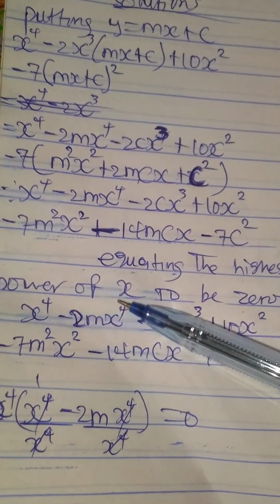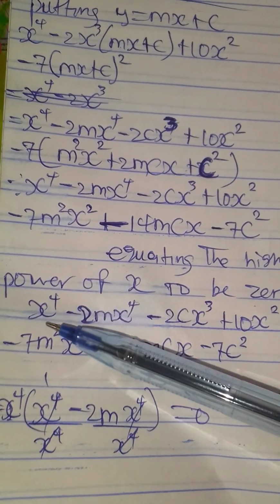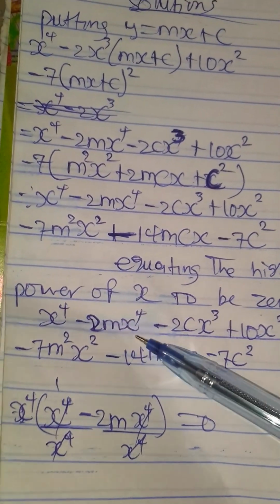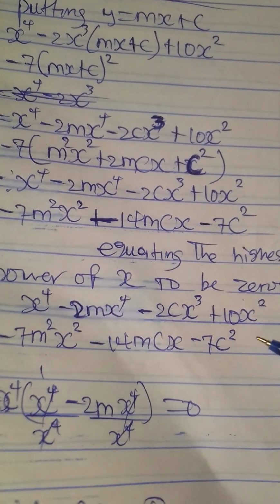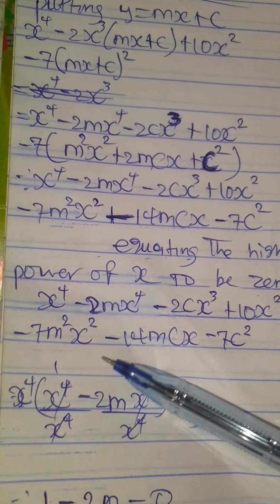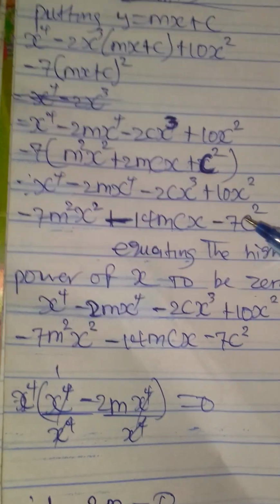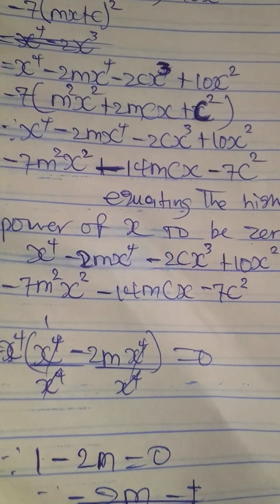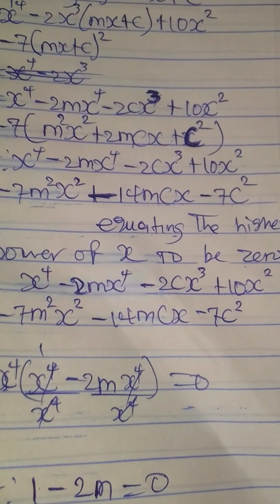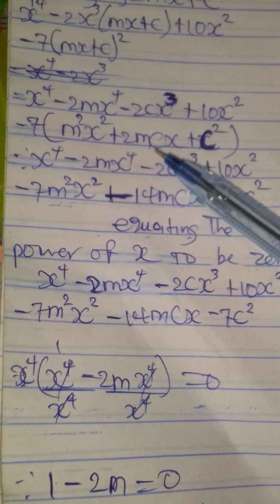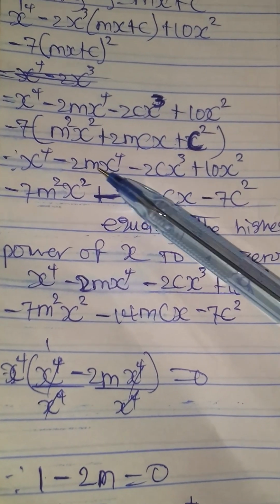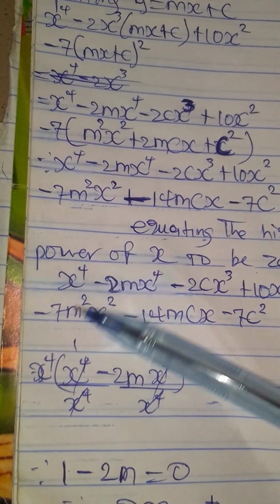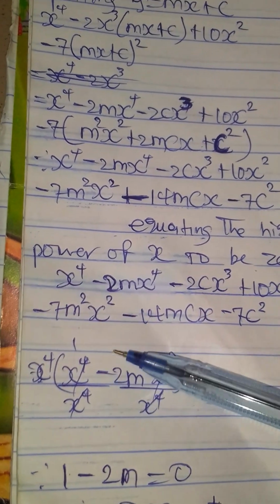Therefore, equating the highest powers of x to zero. If you check, that becomes x^4 - 2mx^4 - 2cx^3 + 10x^2 - 7m^2x^2 - 14mcx - 7c^2. Since we must equate the two highest powers of x to zero, and in this equation the two highest powers of x are x^4 and x^3, I have to equate x^4 to 0.